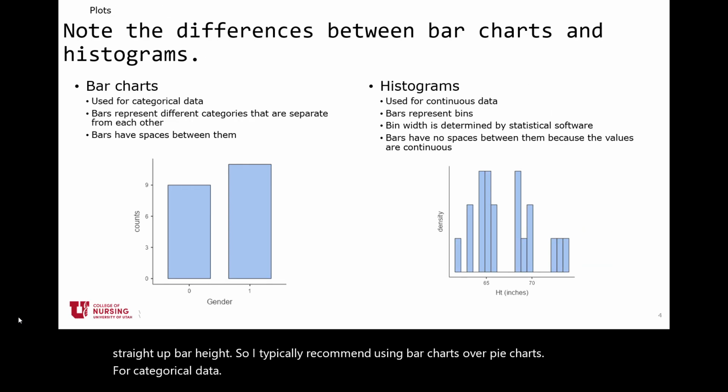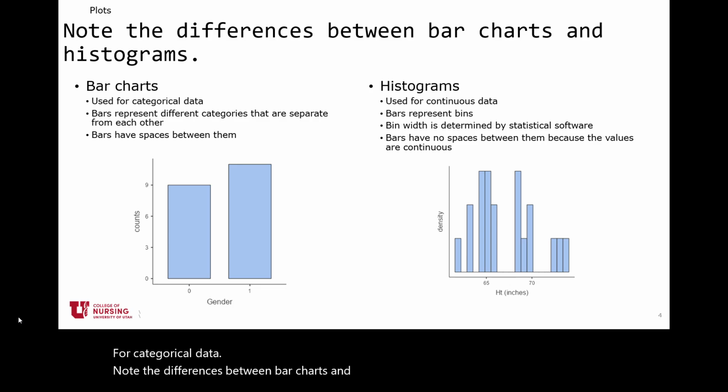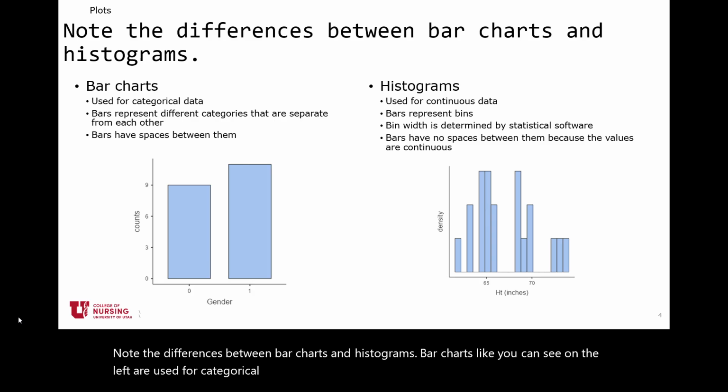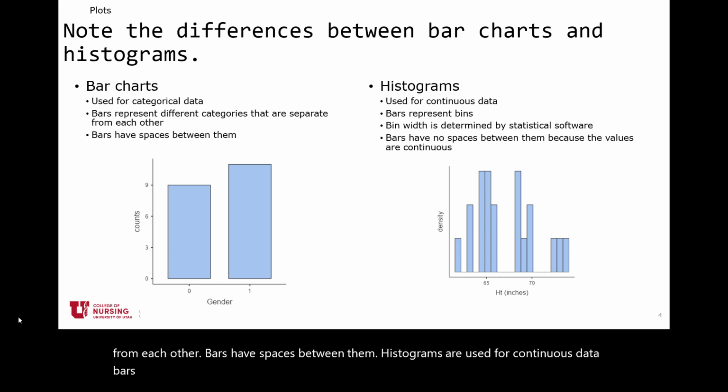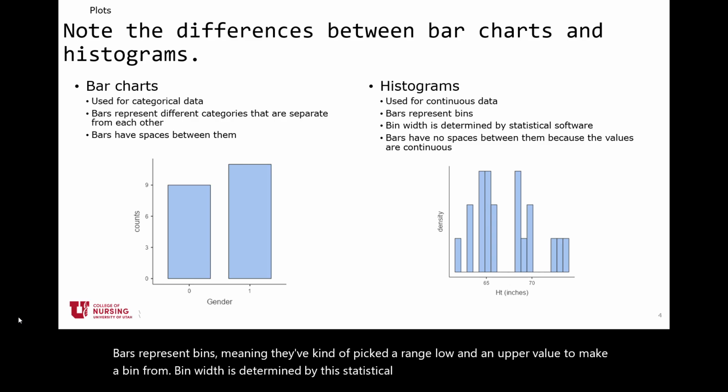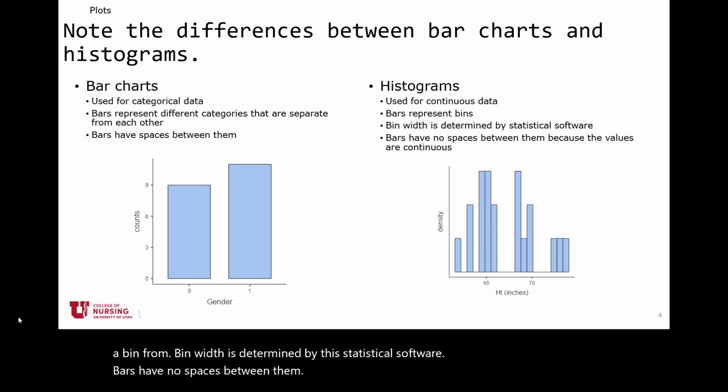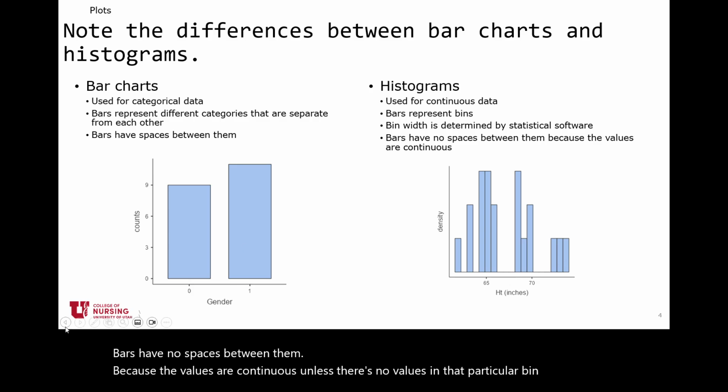Note the differences between bar charts and histograms. Bar charts, like you can see on the left, are used for categorical data. The bars represent different categories that are separate from each other. Bars have spaces between them. Histograms are used for continuous data. Bars represent bins, meaning they've picked a range, a low and an upper value, to make a bin from. Bin width is determined by the statistical software. Bars have no spaces between them because the values are continuous, unless there are no values in that particular bin, like you can see here on the right.